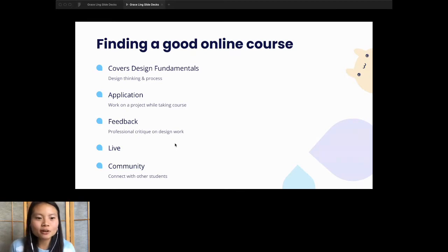So you're always applying what you learned at the same time, because it's important to know the fundamentals and know a lot of things about design, but applying things is even more important, because that's how you really learn: getting feedback along the way on your work, having professionals critique your design work, and also having users give you feedback too.